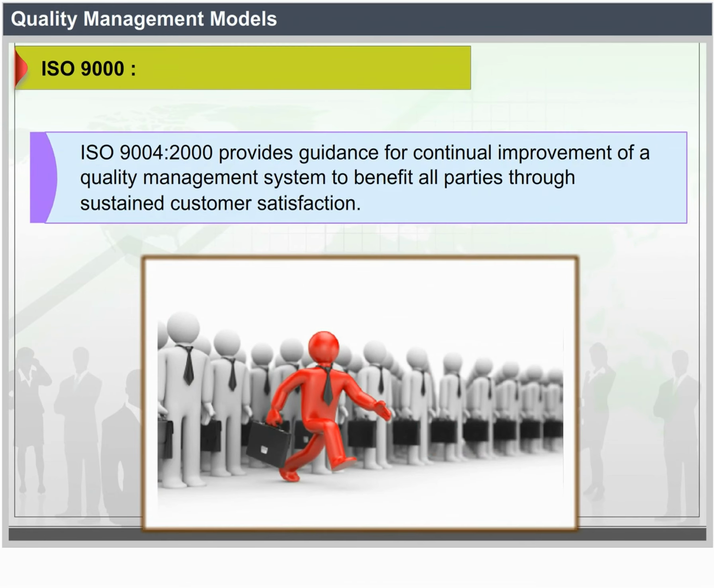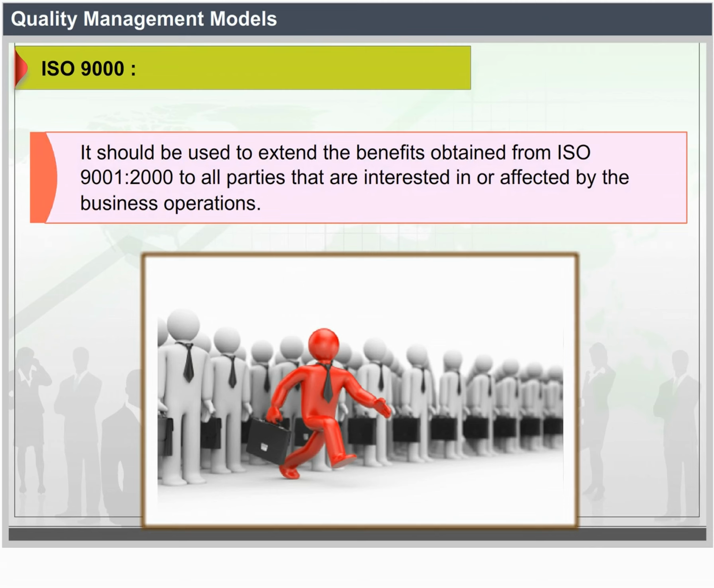ISO 9004-2000 provides guidance for continual improvement of a quality management system to benefit all parties through sustained customer satisfaction. It should be used to extend the benefits obtained from ISO 9001-2000 to all parties that are interested in or affected by the business operations.